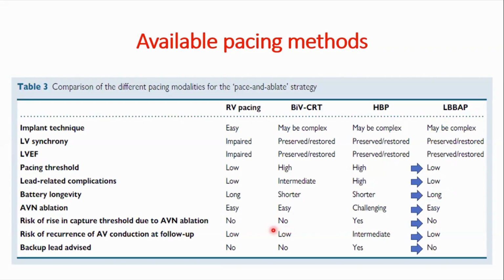When you are planning AV node ablation in patients with AF, left bundle branch area pacing is a better option than His bundle pacing. It gives you more stability and it makes the procedure easier, and there is a lower risk of rising capture threshold when compared to His bundle pacing. And the backup lead is not needed in left bundle branch area pacing, which may be considered in patients undergoing His bundle pacing, especially if the patient has substantial RV pacing.